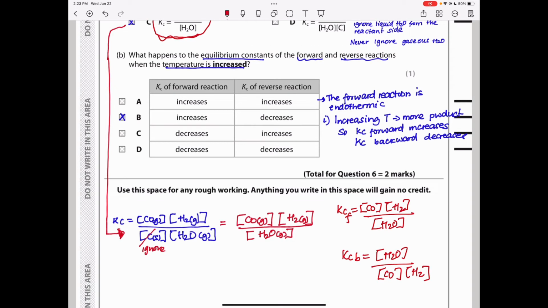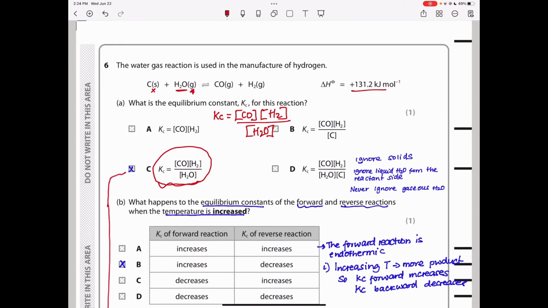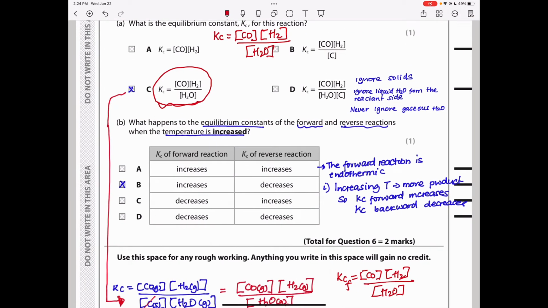So in order to predict how the forward Kc and the backward Kc are going to be affected, we're going to look at the reaction. Since it is endothermic in the forward direction, increasing temperature will shift equilibrium to the forward reaction, of course, to the endothermic side, meaning when the temperature is increased, more products are going to be produced, and therefore the Kc of the forward reaction is going to increase, as you can see here.